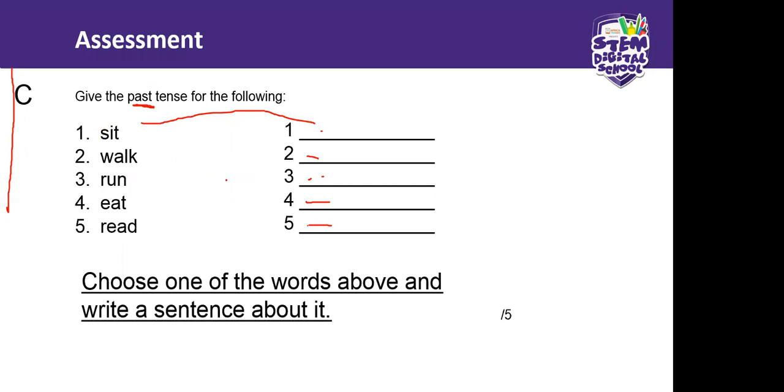And remember, when we write a sentence, what we do and what should you remember. Good. I'm going to give you now a few seconds to write down your sentence. But you must pick a word from one of these, from number 1 to 5. You can also use the past tense word as well, because it's the same.